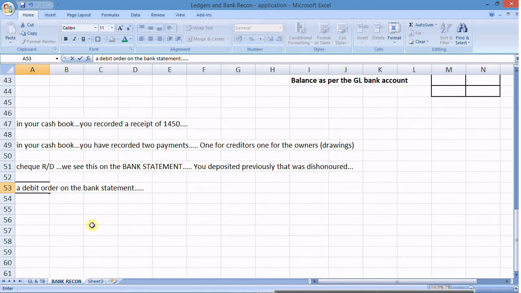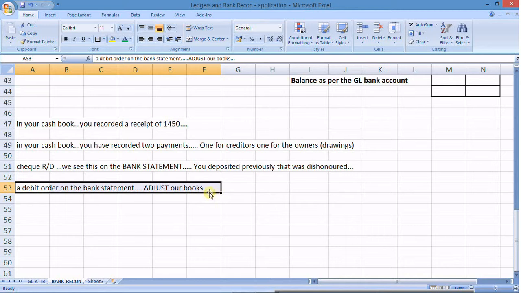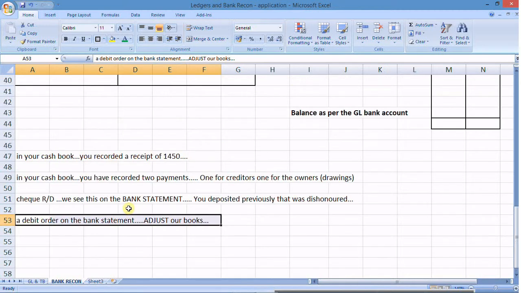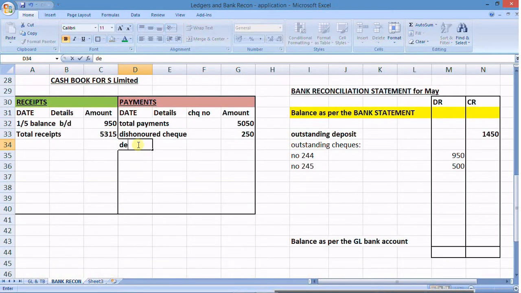If there's a debit order on the bank statement, has the bank captured it? Yes. Are the bank's books correct? Yes. Do we need to adjust? Yes. There's nothing to do with the bank. The bank has done it. We need to capture it because we haven't yet. So a debit order would be seen as a receipt or a payment? A payment. Correct. So it's debit order 150 rand, I think it was for insurance.